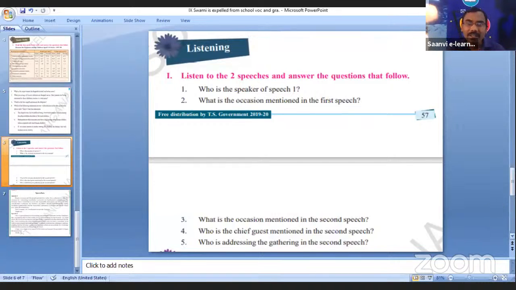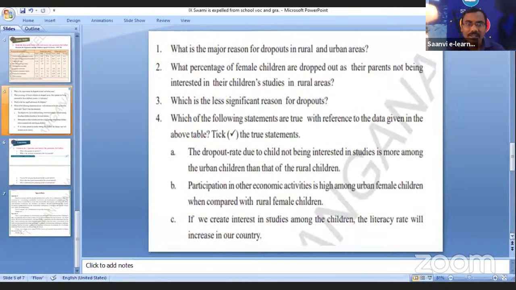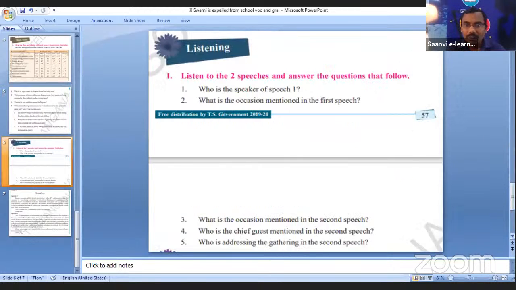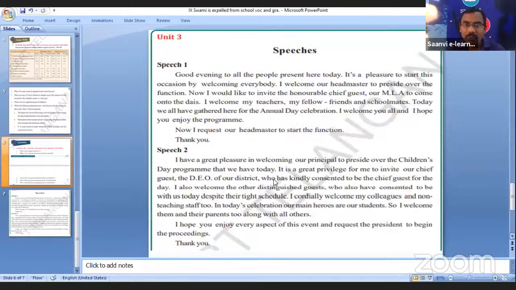Who is addressing the gathering in the second speech? See, in the second speech, who is addressing? Preside over the Children's Day program that we have today. It's a great privilege for me to invite our chief guest, the DEO of our district, who has kindly consented to be the chief guest. And here, I welcome my colleagues and non-teaching staff too. In today's celebration, our main heroes are our students. So this is a teacher. So the answer is a teacher.